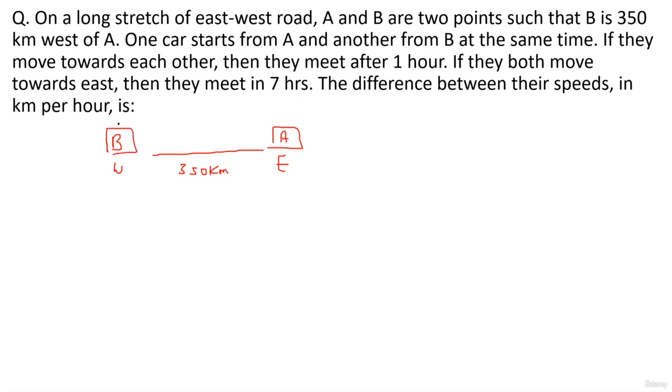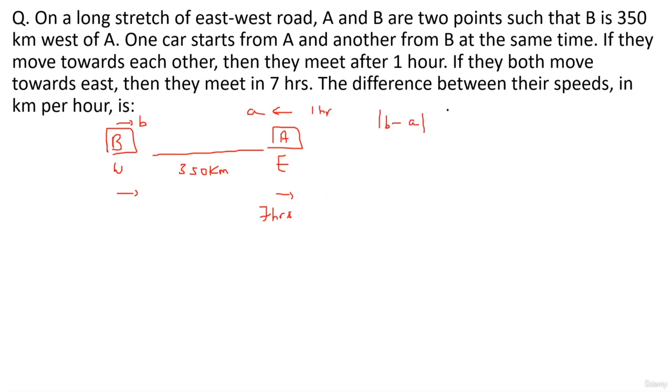If they move towards each other, they will meet in 1 hour. Okay, if they both move towards east, means in the same direction, the time taken is 7 hours. Okay, the difference between their speeds in kilometers per hour is. Okay, so अगर इसका speed मैंने B मान लिया, इसका speed मैंने A मान लिया है, they're asking you the difference of their speeds. Okay, now guys, it's a very simple question.